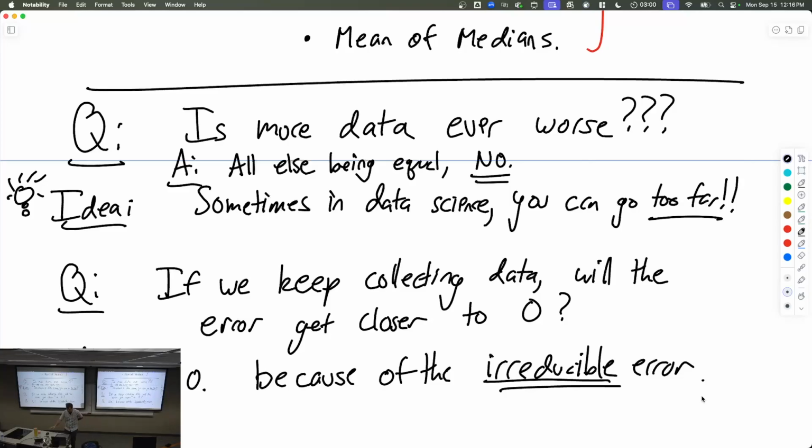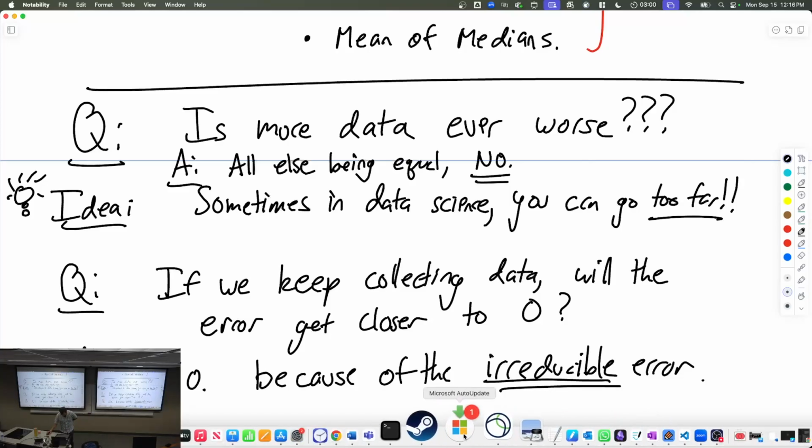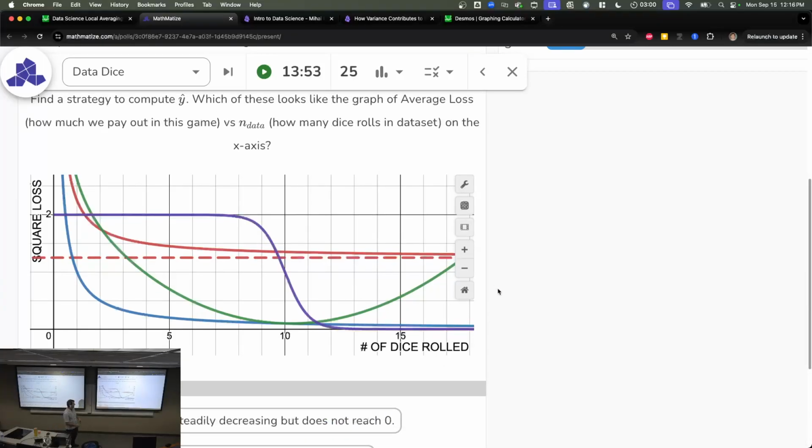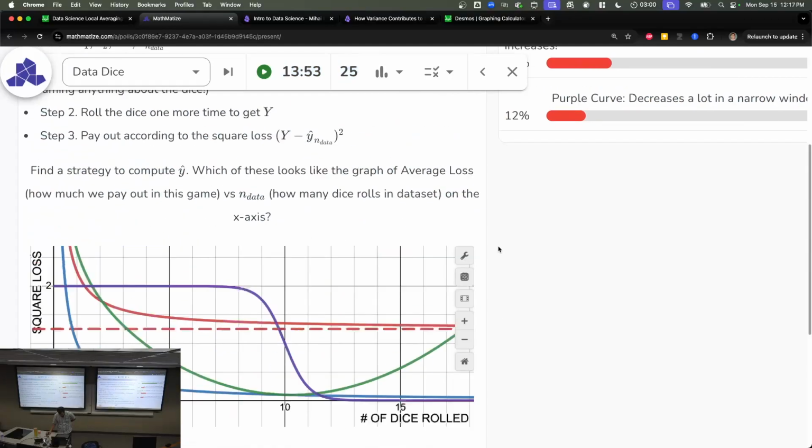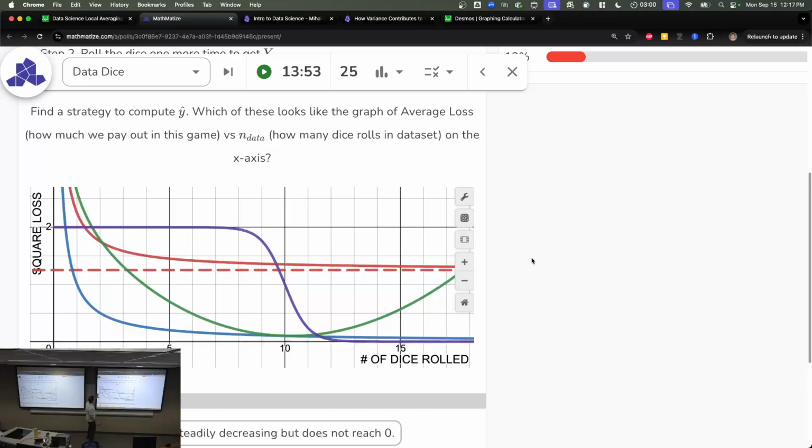So I think this is another common misconception in data science or statistics, that if you collect enough data, then your error will get down to 0. The answer is no, it will not. The correct answer is the red graph, which is steadily decreasing but does not reach 0. The amount it reaches is exactly what we did in the previous problem, the irreducible error. If we have enough data, we sort of learn the dice perfectly well, and we can figure out what would happen if we knew the dice, but we will never get down to 0 error. That would be too much to ask for. The dice always has some amount of error.